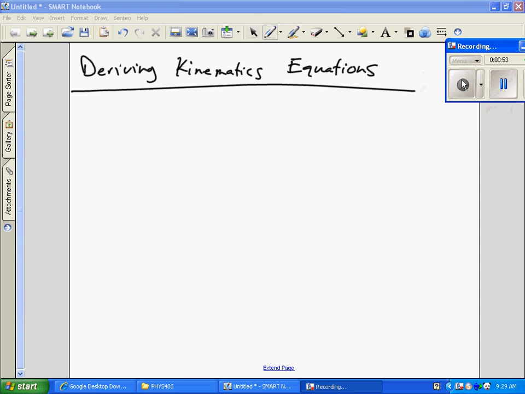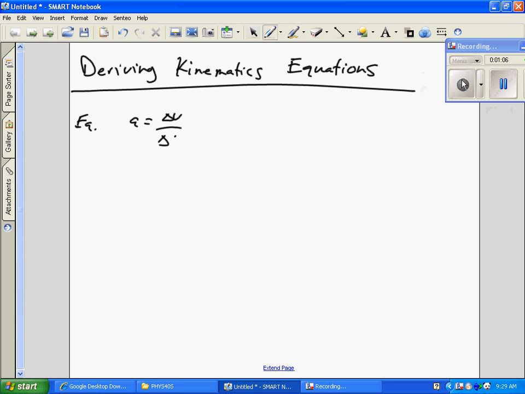Okay, so we're going to derive the kinematics equations. The first thing we're going to do is look for equation number 1. Now you might remember from grade 11, acceleration is delta v over delta t. Now I can write that as a equals, delta v means what? Change in velocity. So I'm going to write that as Vf minus Vi all over delta t. I've just changed delta V into Vf minus Vi.